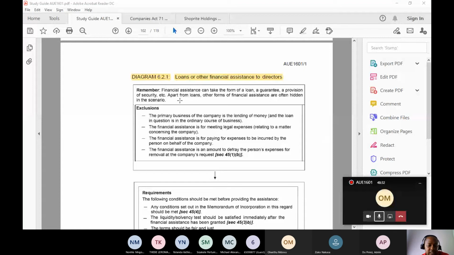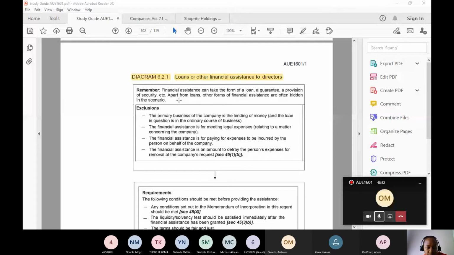Is important, financial assistance can take the form of a loan, a guarantee, a provision of security, etc. Apart from loans, other forms of financial assistance are often hidden in the scenario, like, for example, the company providing surety for a loan taken by a director from the bank.